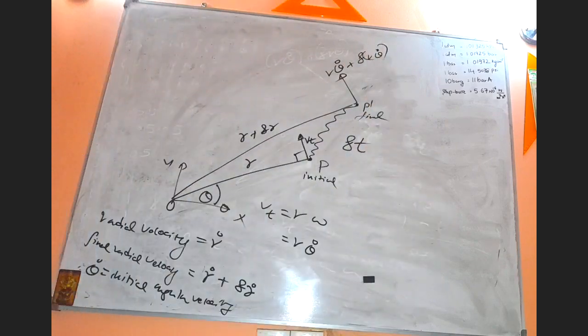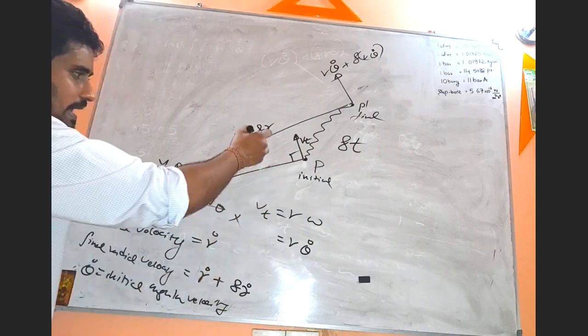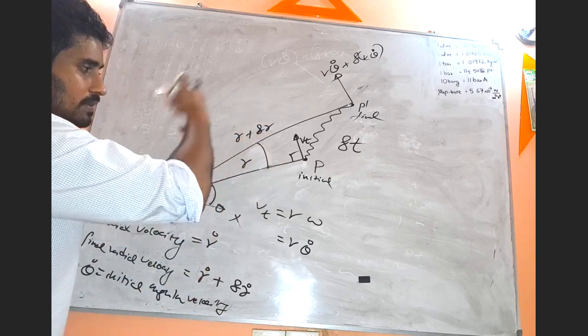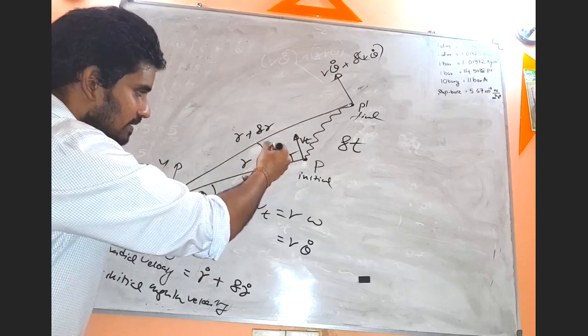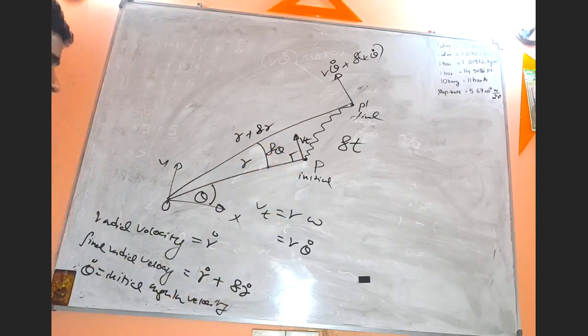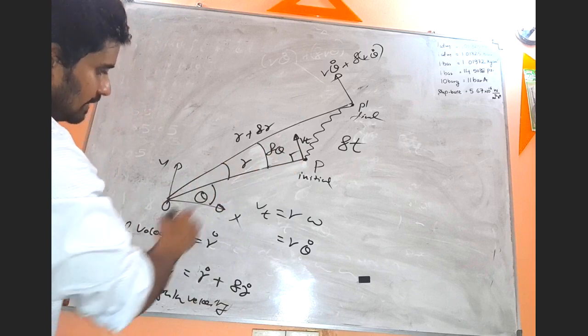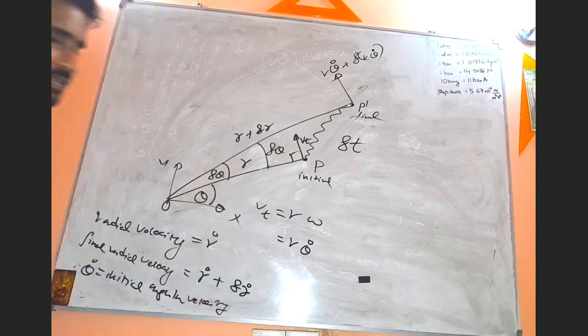So now you got the point. The difference in the angular displacement between the initial position and the final position, let's call it delta theta. So then what is this small angle? That will be delta theta.